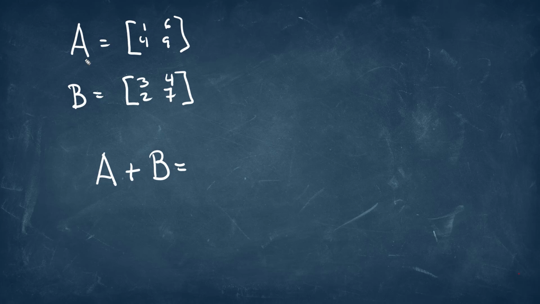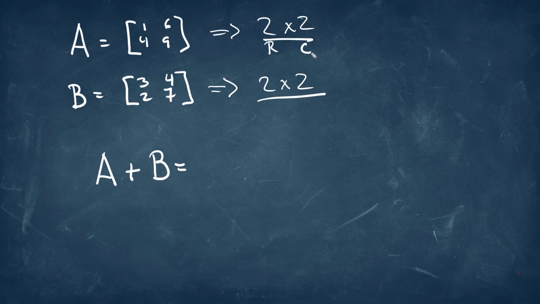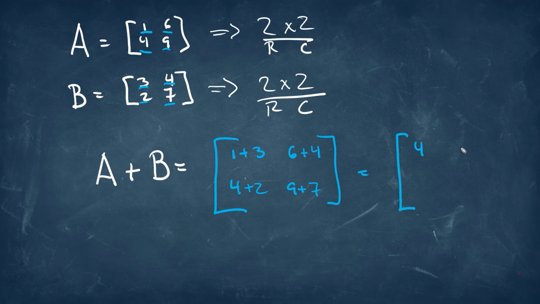Whenever we add matrices together, since this is a 2 by 2, for us to add it, both matrices, or any matrix that we add to, must have the same dimensions, the same number of rows and columns for each matrix. When we add this together, what we're going to get is the cells added together in that same spot. So 1 plus 3, 6 plus 4, 4 plus 2, and 9 plus 7. Adding that together for each cell, we're going to get 4, 10, 6, and 16.